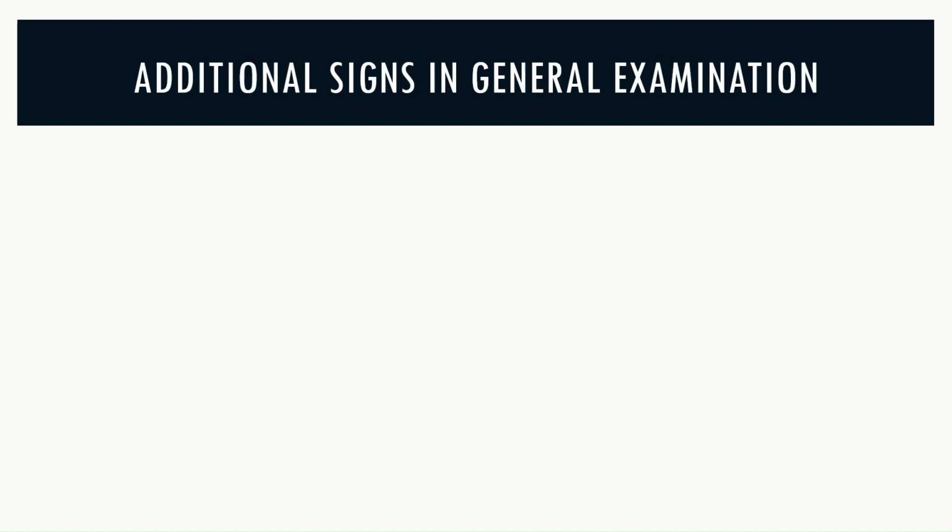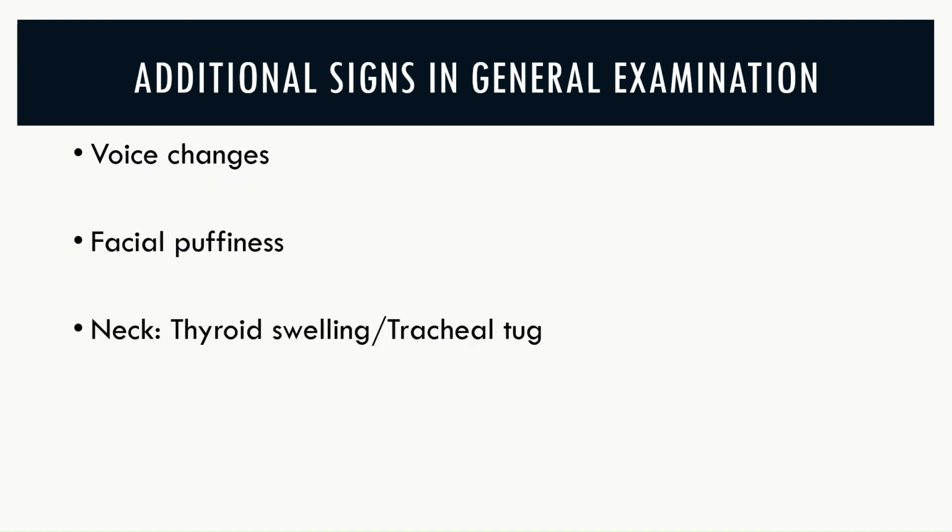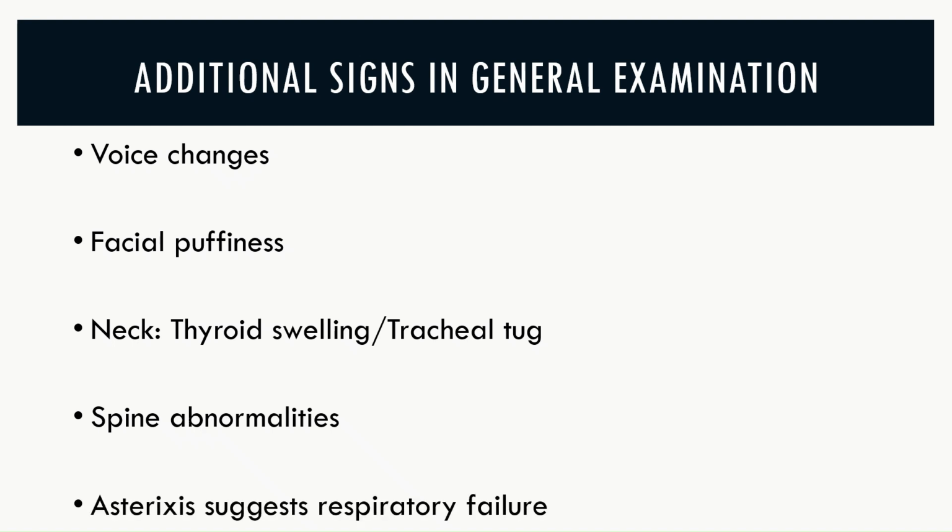In general examination, we should also look for voice changes, which may suggest vocal cord involvement. Facial puffiness may indicate superior vena cava obstruction. Examination of neck includes looking for thyroid swelling and checking for tracheal tug, which may be seen in airway diseases. Spine should also be examined for deformities. Presence of hysteresis may indicate carbon dioxide retention and respiratory failure.